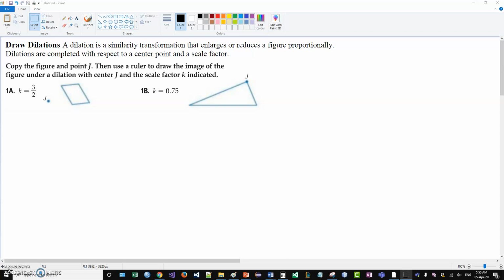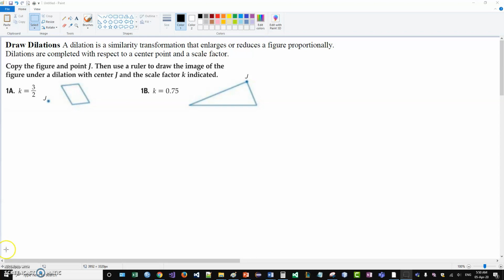A dilation is a similarity transformation that enlarges or reduces a figure proportionally. Dilations are completed with respect to a center point and a scale factor. So basically, it's shrinking or stretching an image or a figure without changing the angles. You're just changing the sides proportionally. So the figure stays similar to the old figure.